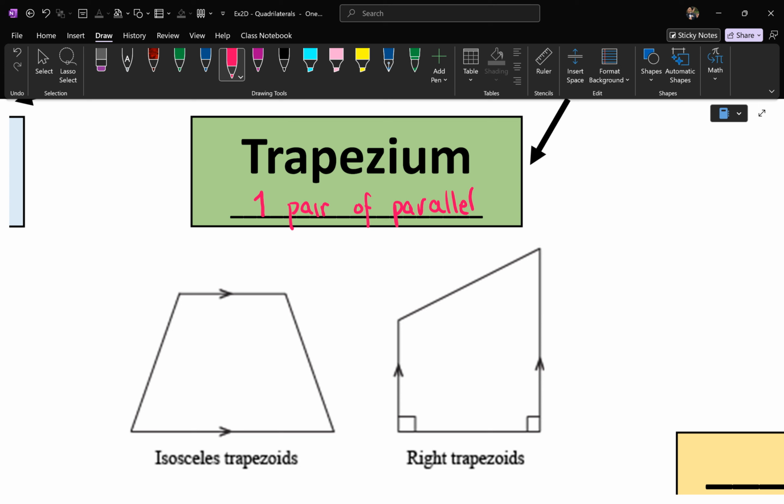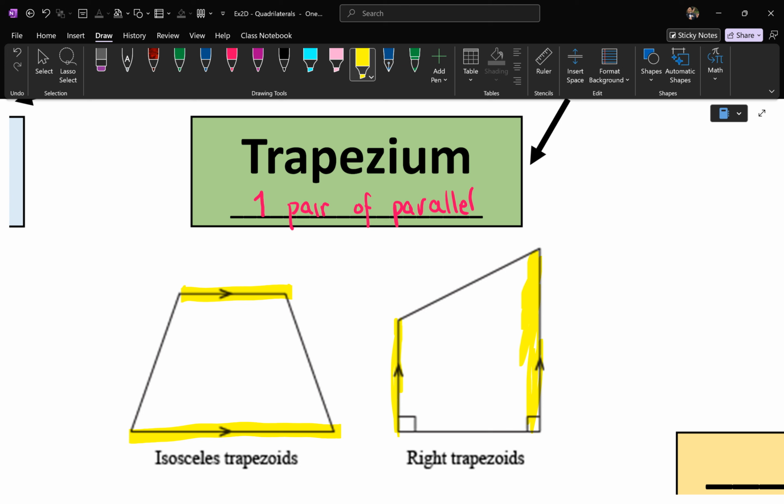So unlike a kite, which has no parallel lines, a trapezium, you know it's a trapezium when it only has one pair. One pair. Not like a rectangle, which has two pairs. A trapezium only has one pair. So you can see in the two diagrams I've drawn, these two lines are one pair of parallel lines. This is also one pair of parallel lines. When you have only one pair and it's four sides, then that's called a trapezium.